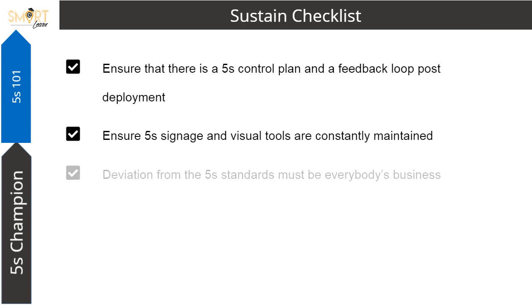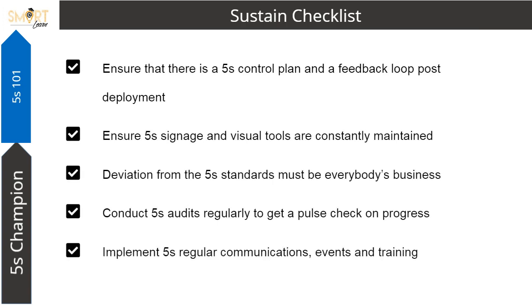A sustain checklist should include the following. Ensure that there is a 5S control plan and a feedback loop post-deployment. Ensure 5S signage and visual tools are constantly maintained. Deviation from the 5S standards must be everybody's business. Conduct 5S audits regularly to get a pulse check on progress. Implement regular 5S communications, events, and training.